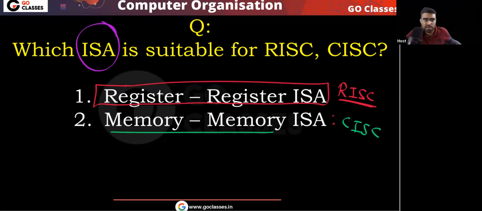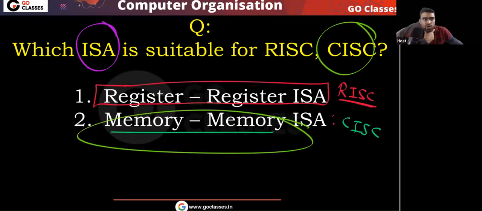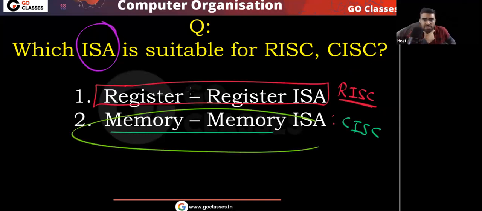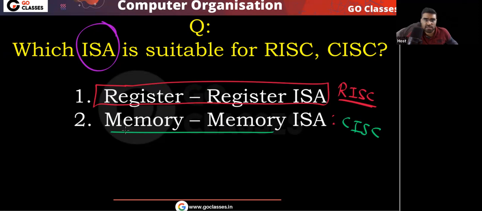Is this clear? See, this why is important. If someone asks you why CISC uses memory instructions, can you explain? If someone asks you what is the reason why CISC uses memory instructions, can you explain? Yes, you can explain, because what you will say?